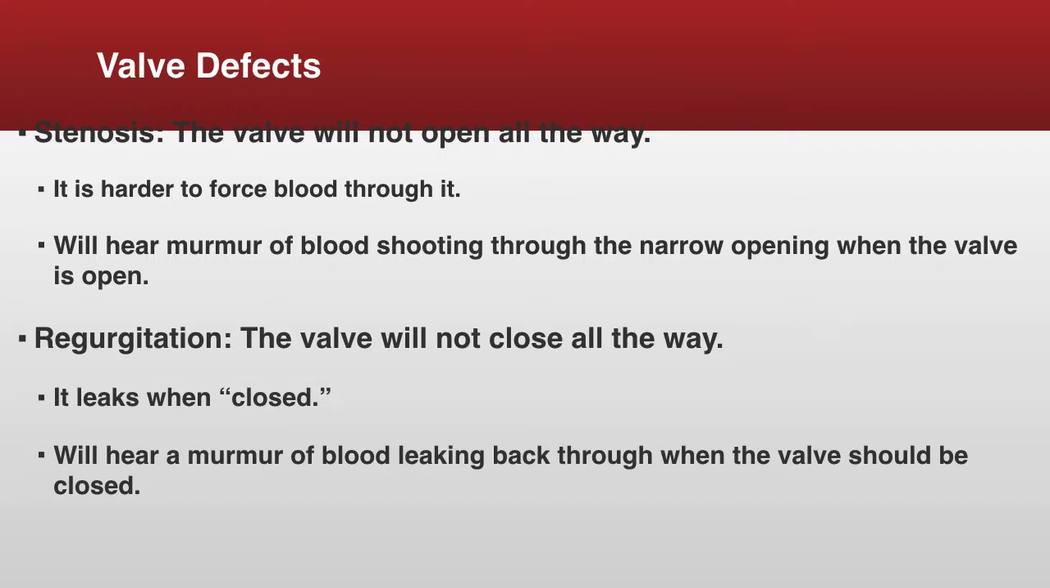So let's move from myocardial infarctions and blood flow of the coronary arteries to valve defects. With the valve defects, if we have stenosis, it means that the valve will not open all the way. It means that blood does go through it, but it takes a lot more pressure to get it to go through it. You'll usually hear a murmur of the blood shooting through the narrow opening when the valve is open.